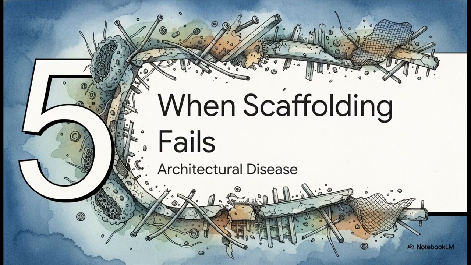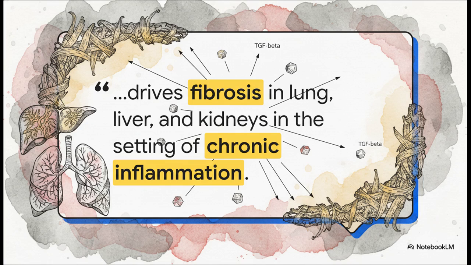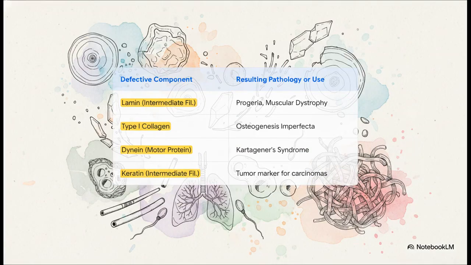And now we can really start to understand disease, because so many pathologies are at their very core just failures of this cellular architecture. Let's take a look at what happens when the scaffolding starts to crumble. A perfect and devastating example is fibrosis. You see, in chronic inflammation, certain signaling molecules just go haywire. They hijack the normal repair process and basically scream at the cells to deposit way, way too much collagen. The result is scarring, fibrosis, and it destroys the normal architecture and function of our most vital organs, like the liver, lungs, and kidneys.